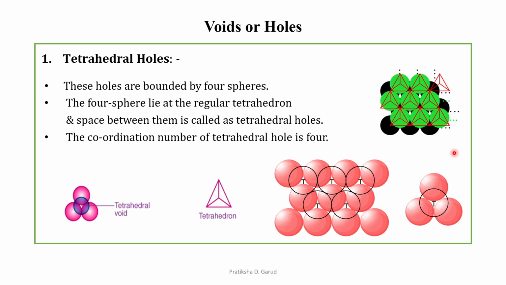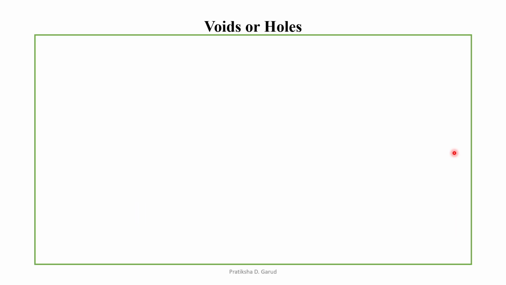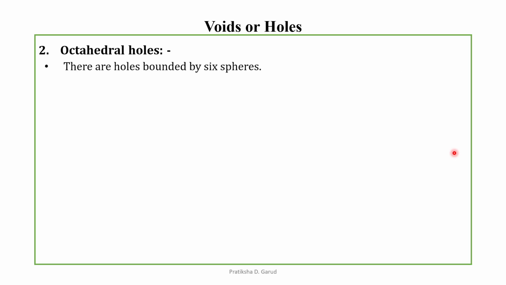Then we have the next one, the second one, that is the octahedral holes. As the name suggests, these holes are bounded by 6 spheres. Octahedral means 6 spheres. So we have 6 spheres. These are the 6 spheres.